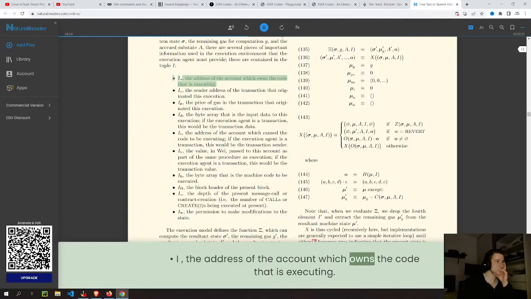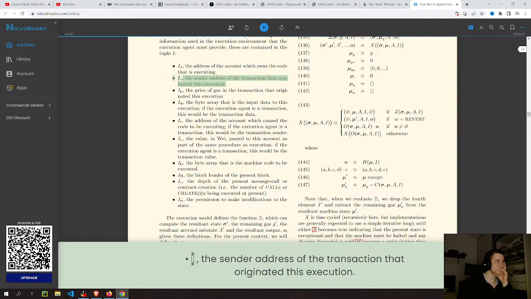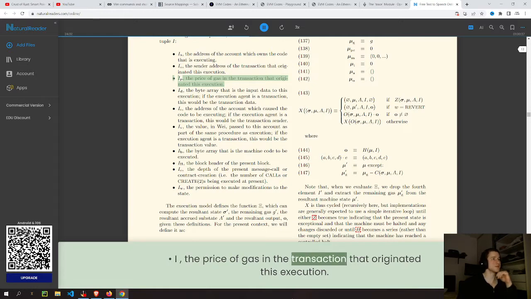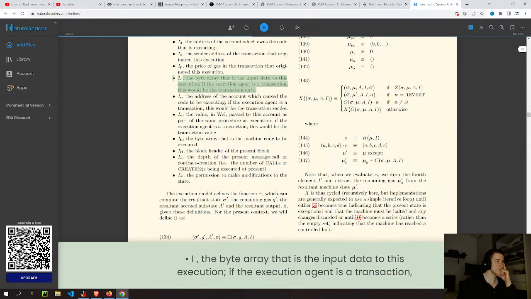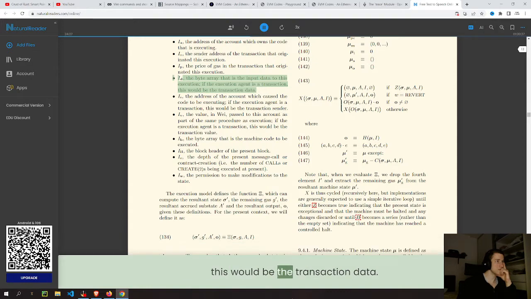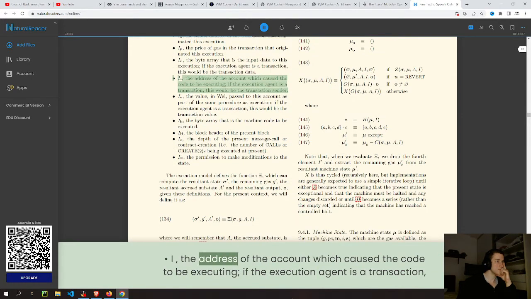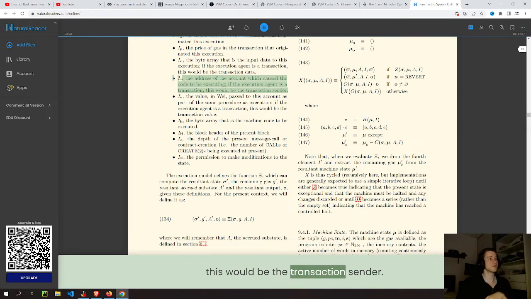I_a: the address of the account which owns the code that is executing. I_o: the sender address of the transaction that originated this execution. I_p: the price of gas in the transaction that originated this execution. I_d: the byte array that is the input data to this execution. If the execution agent is a transaction, this would be the transaction data. I_s: the address of the account which caused the code to be executing. If the execution agent is a transaction, this would be the transaction sender.